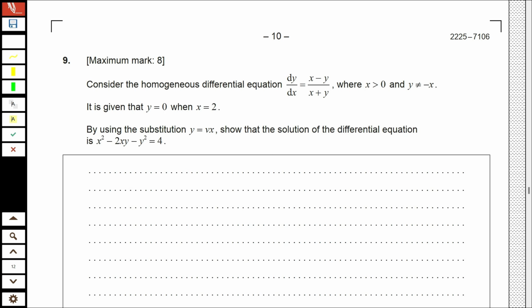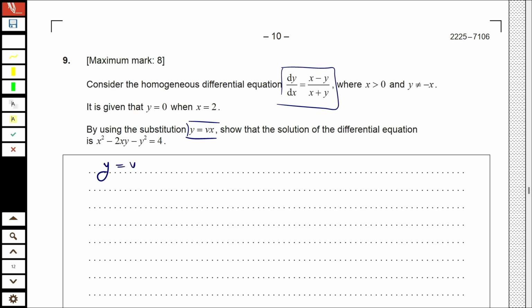where x greater than 0 and y does not equal -1. It's given that y equals 0 when x equals 2. By using the substitution y equals v times x, show that the solution of the differential equation is x squared minus 2xy minus y squared equals 4. So I will use this substitution in this differential equation.